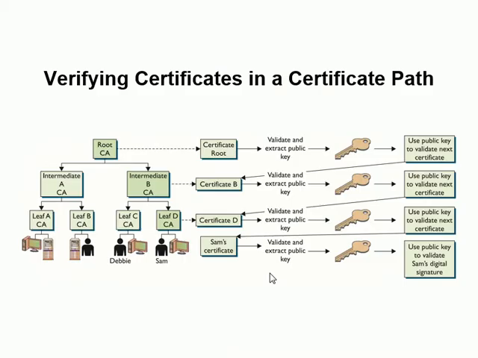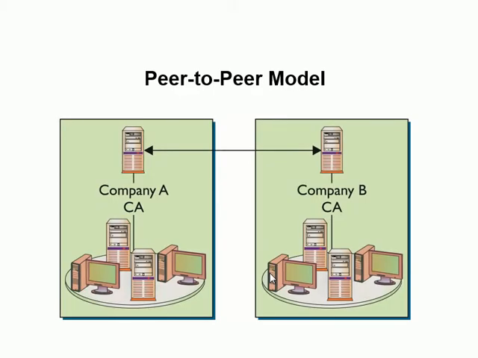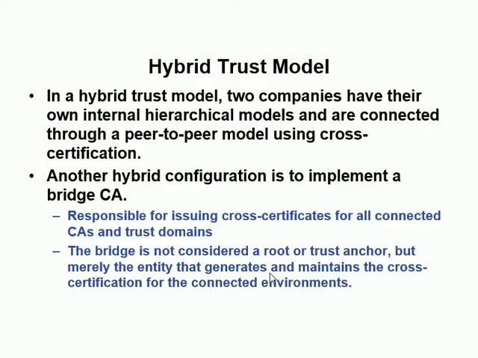Let's fast forward to peer-to-peer. A peer-to-peer model is one where no CA is subordinate to any other CA. They all trust each other. But the main drawback to this model is scalability. It very quickly grows out of scale. Now, we only have so many certificate authorities that exist, so we can do a hybrid of both of these in the public CAs.